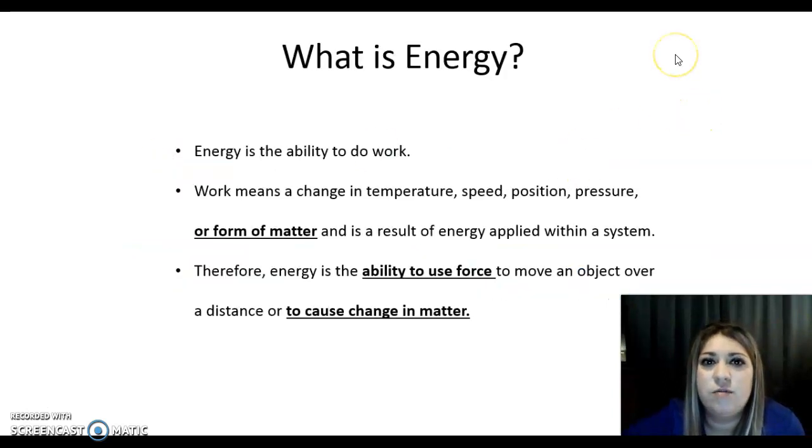So let's review what energy is. Energy is the ability to do work. Work means a change in temperature, speed, position, pressure, or form of matter, and is a result of energy applied within a system. Therefore, energy is the ability to use force to move an object over a distance or to cause change in matter. If you think back and remember what a force is, we know that a force can be either a push or a pull.